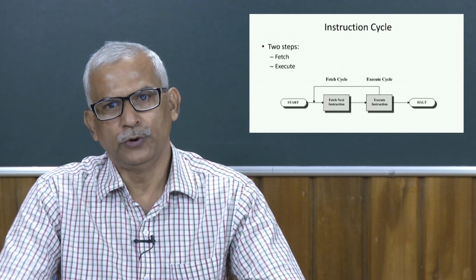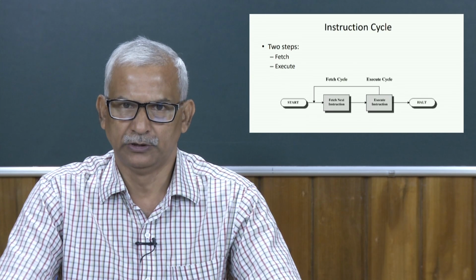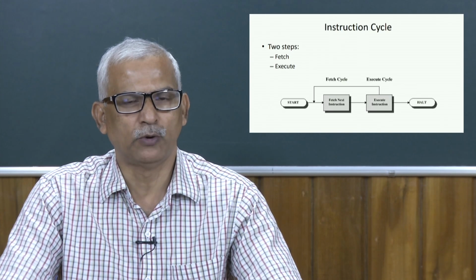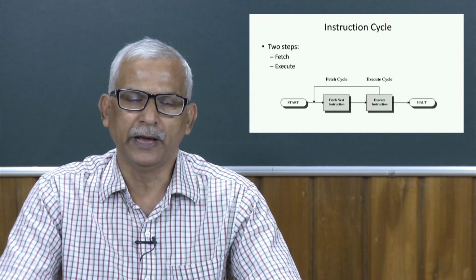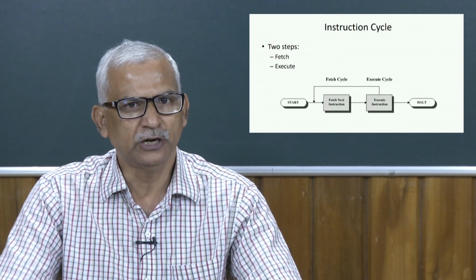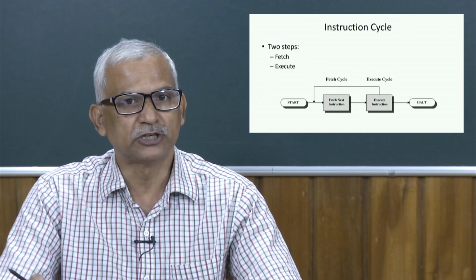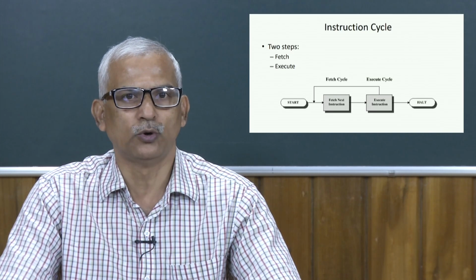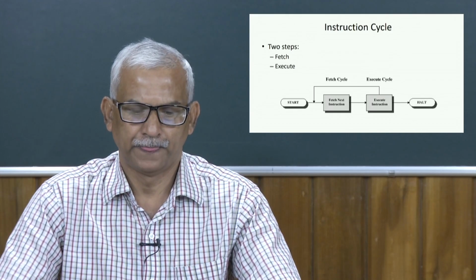We know that while executing an instruction, the instruction cycle basically has 2 phases: one is fetch, the second one is execute. We have seen what we do in the fetch cycle. We fetch the instruction from the memory and bring it to the processor, and once we get the instruction, our job is to execute that particular instruction. We are going to execute that instruction inside the processor.